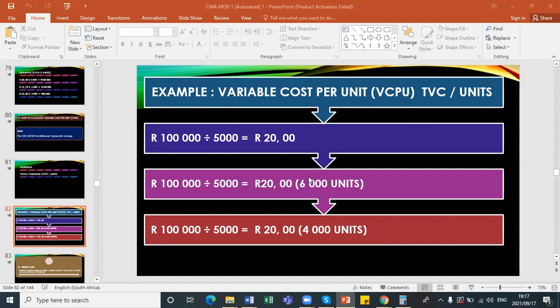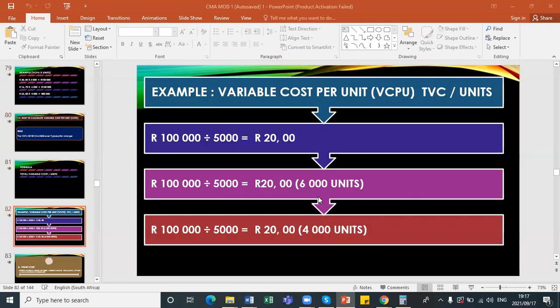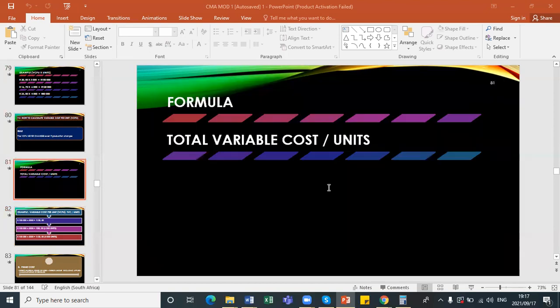Here, the production has changed, and the rule says variable cost per unit never changes. So how much was the variable cost per unit when we started? It was 20 Rand. We use the same information like we used over here. We take 100,000 divided by 5,000, and we still get 20 Rand, even though our production has changed, because the rule says it never changes.